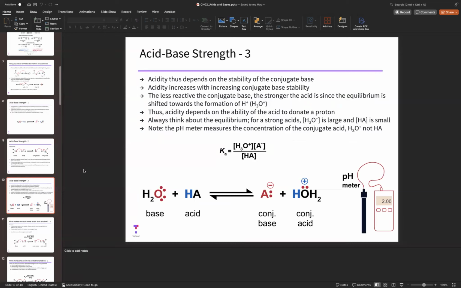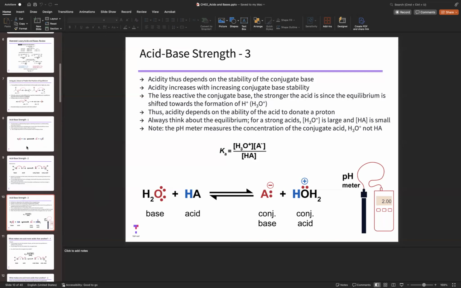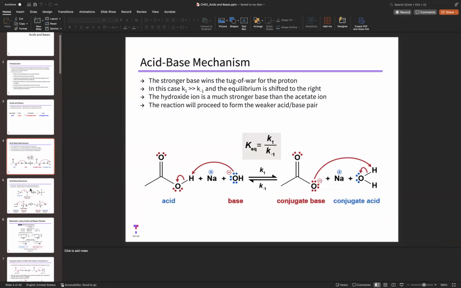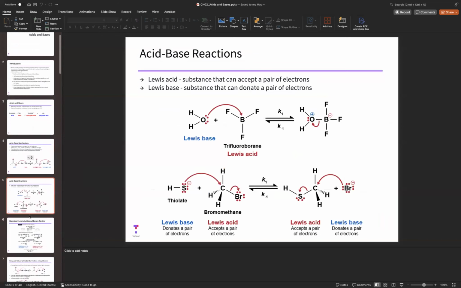Now, let's see where we left off here. Yeah, Lewis acid and Lewis base. Lewis acid, Lewis base definition is different. A Lewis acid is a compound that accepts a pair of electrons, and a Lewis base is a compound that donates a pair of electrons.